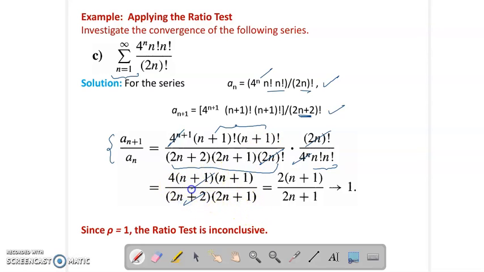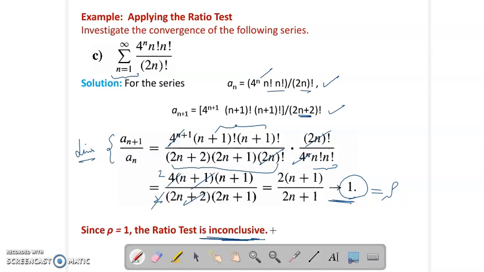This also cancels out. 2 outside, this cancels out, so you have 2 here. So this is (2n plus 2) upon (2n plus 1). And when you take the limit of this as n tends to infinity, this tends to 1. So we say that rho turns out to be equal to 1, so the ratio test is inconclusive.